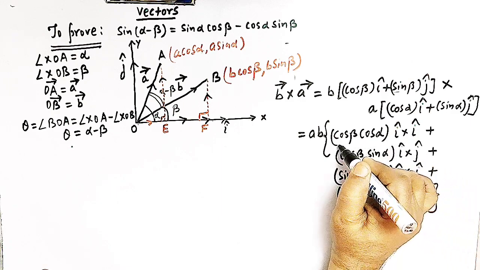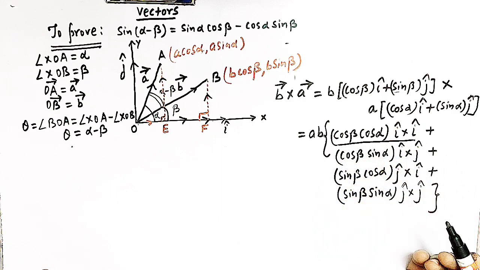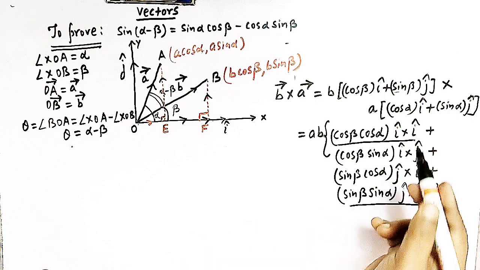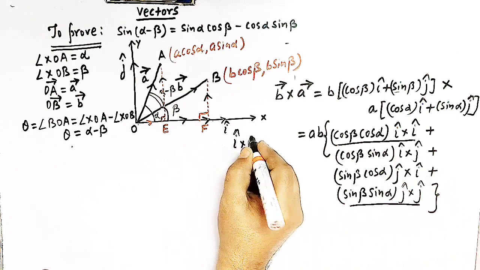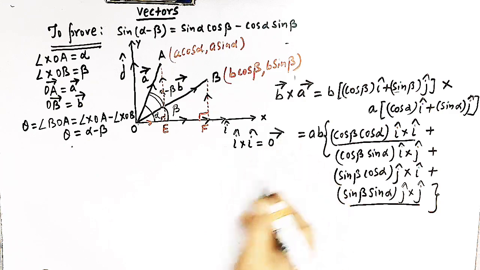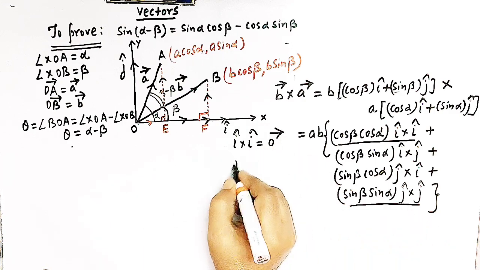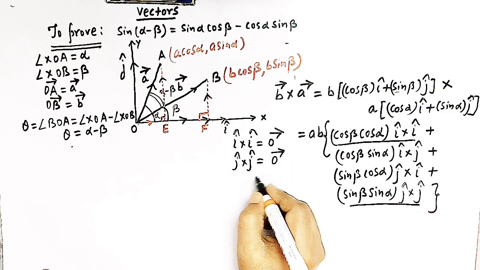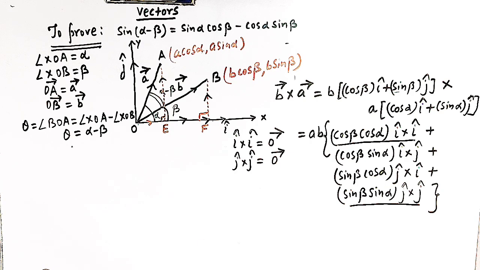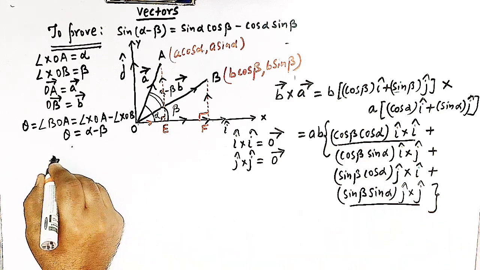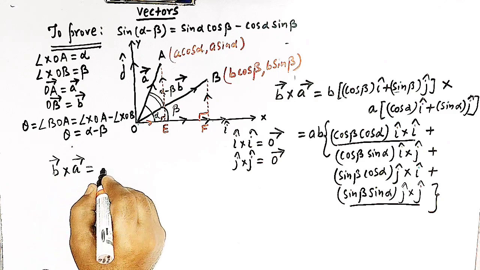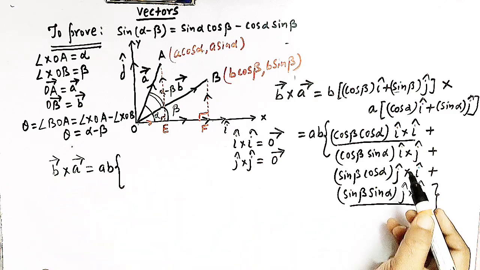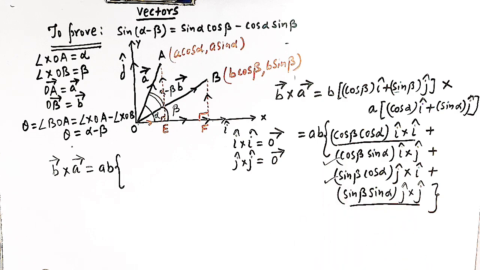So now here this term is 0, and this term is also equal to 0, because I cross I is a 0 vector, right? And similarly j cross j is also a 0 vector, because we know that the cross product or the vector product of a vector with itself is a 0 vector. So these two terms are 0. So we have now B cross A is equal to AB, and we are left with only this term and this term, right?